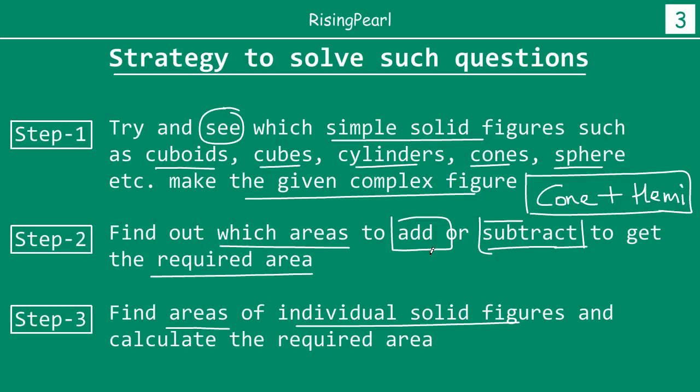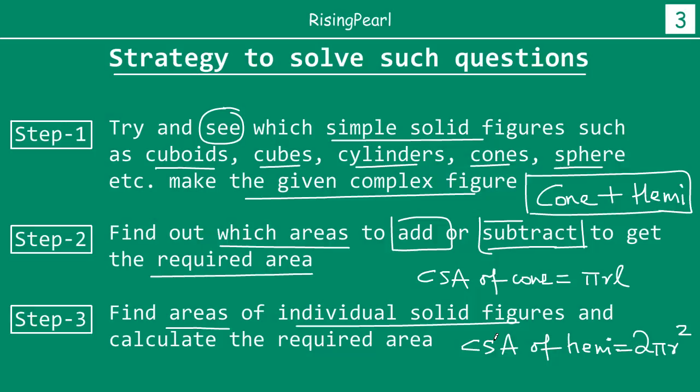So we actually have to find out the curved surface area. For the curved surface area of the cone, we know that the formula is pi r L, and we calculated the curved surface area using this formula. And similarly, for the curved surface area of the hemisphere in our given problem, we used the formula 2 pi r square.